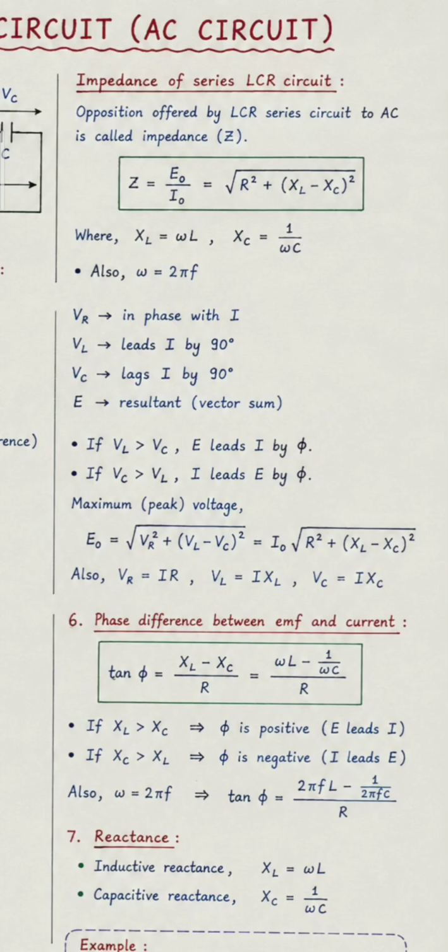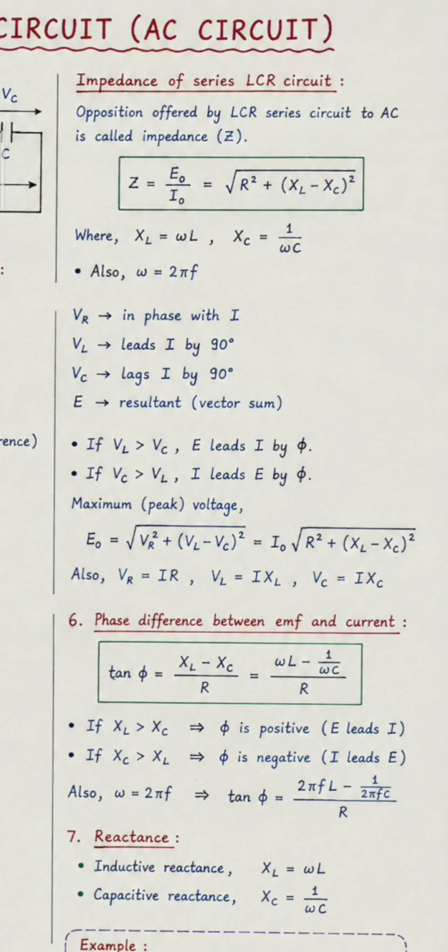The opposition of the circuit to AC is called impedance. Z is equal to E naught by I naught. We denote impedance as Z, and it is equal to the root of R square plus XL minus XC whole square, where XL is equal to omega L, XC is equal to 1 by omega C. Also omega is equal to 2 pi f. And VR is in phase with I. VL leads the current by 90, VC lags the current by 90.